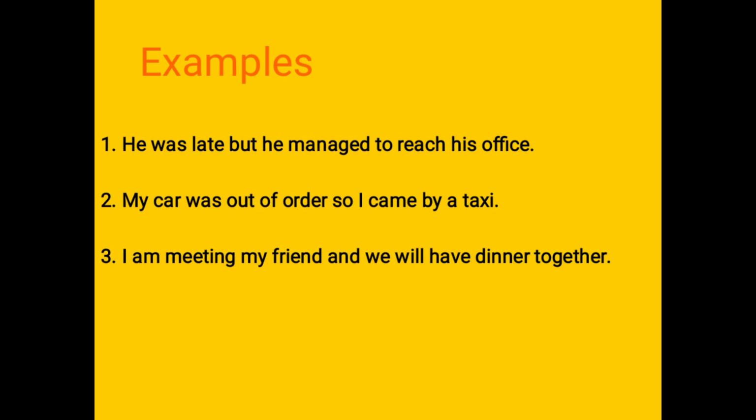He was late, but he managed to reach his office. So let's have a close look at this sentence. He was late. One clause. He managed to reach his office. Another clause. So two clauses are linked with the conjunction but. All right. So the conjunction but is connecting or linking the two clauses.